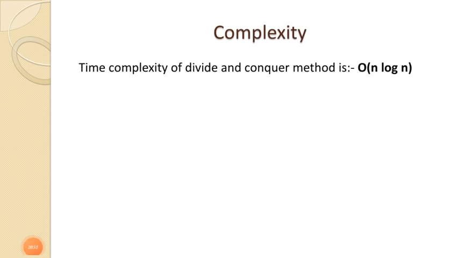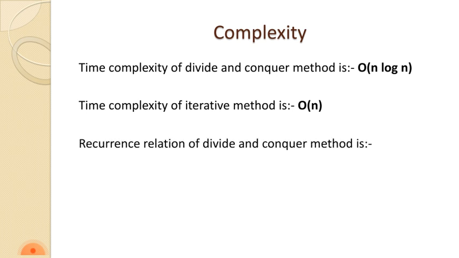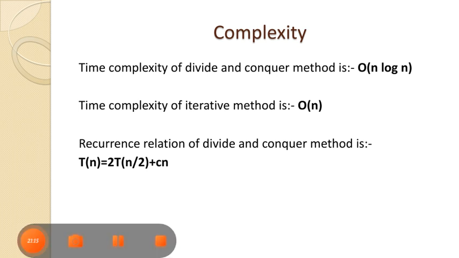Then we are discussing the complexity. The time complexity of the divide and conquer method is order of n log n, and the time complexity of the iterative method is order of n. The recurrence relation of the divide and conquer method is T of n equals 2T of n by 2 plus cn.